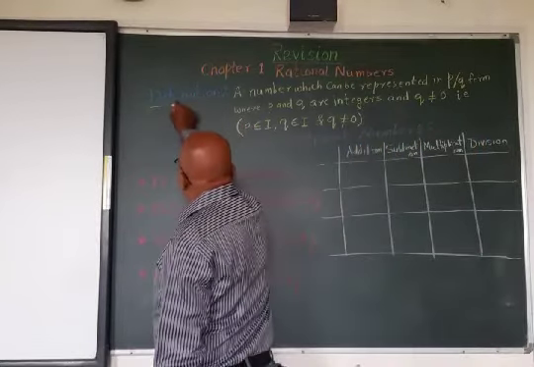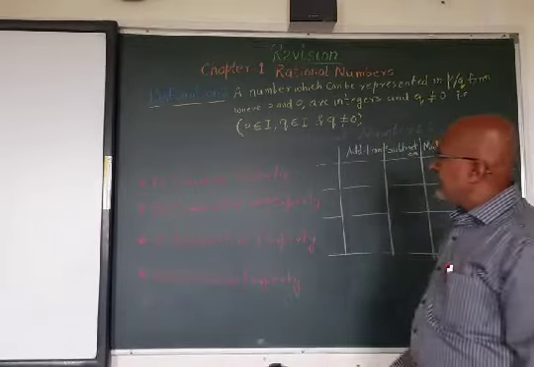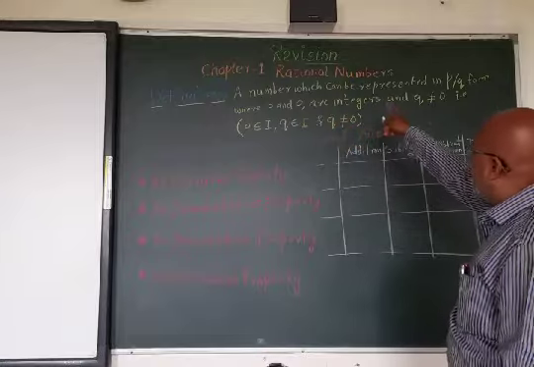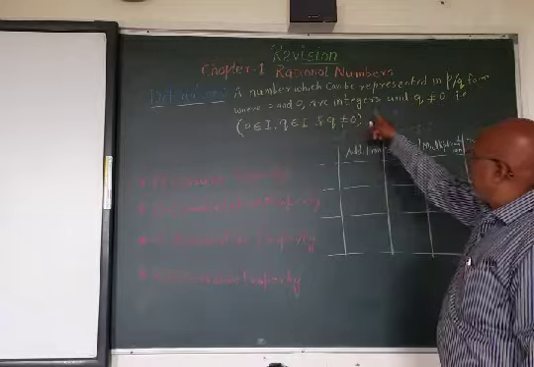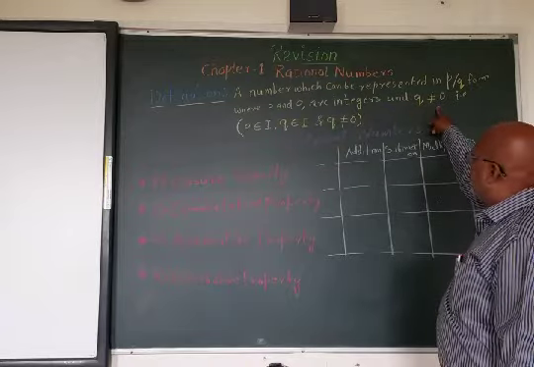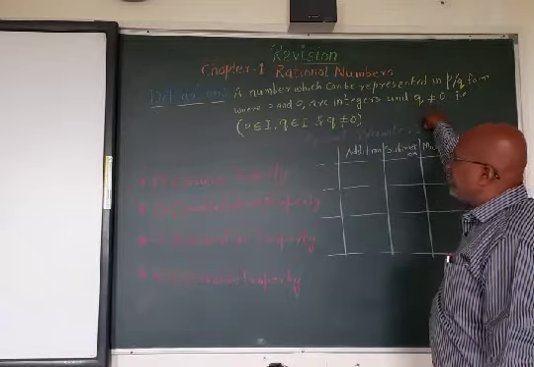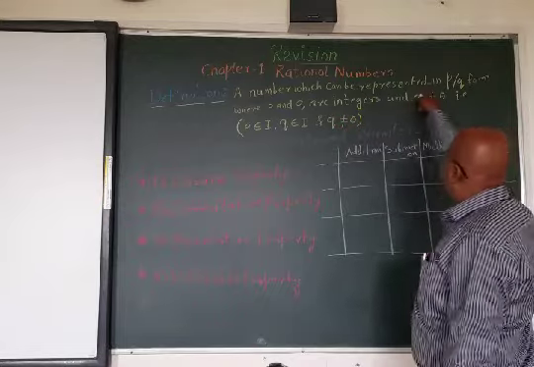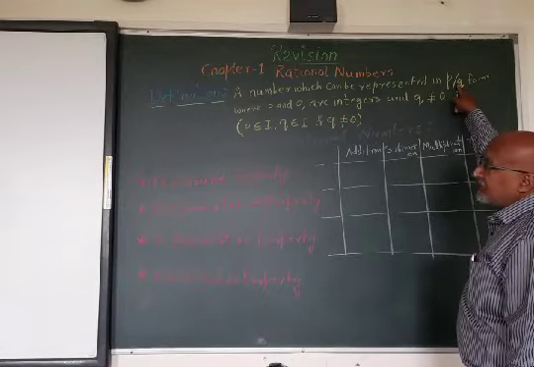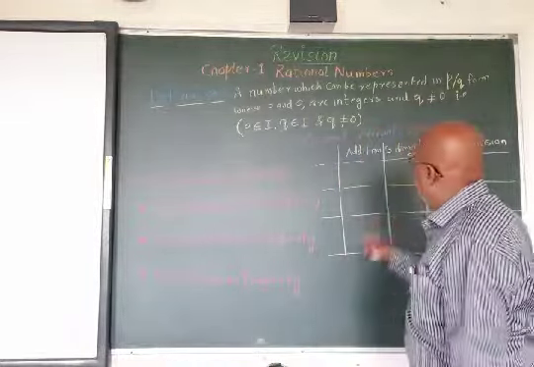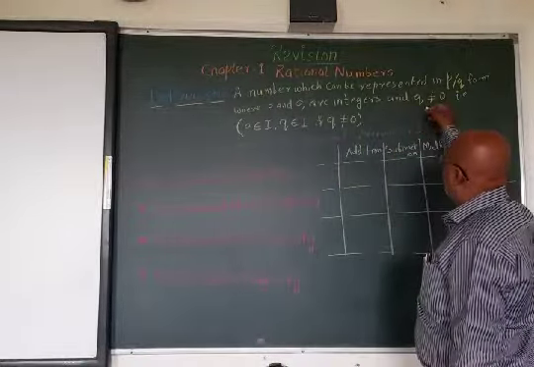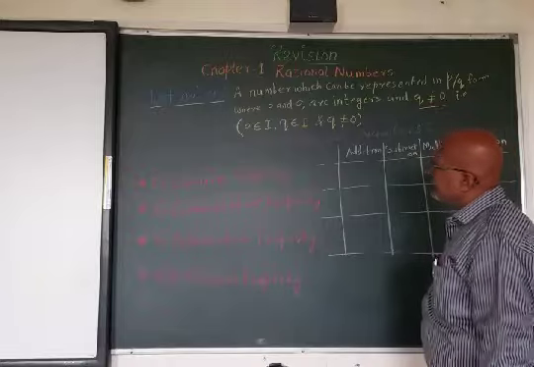The important thing is the definition. The definition of a rational number is a number which can be represented in p by q form, where p and q are integers and q is non-zero. Because 0 is also an integer, and if 0 is in the denominator, it becomes meaningless. We cannot divide anything by 0. That's why writing this is very important.